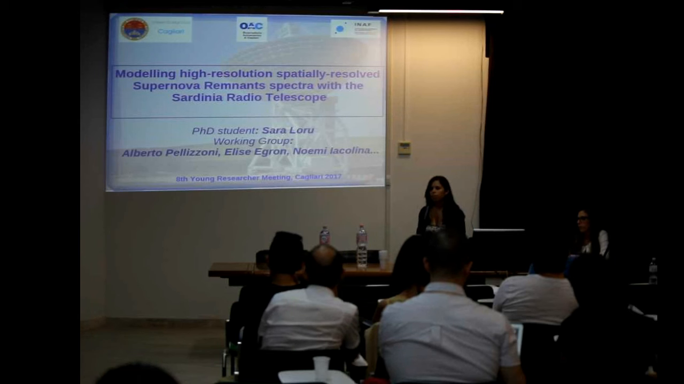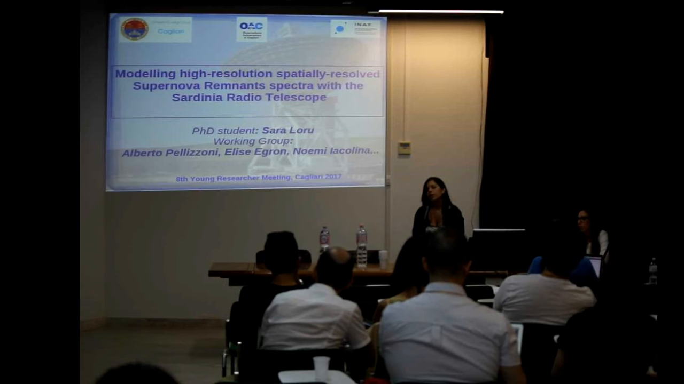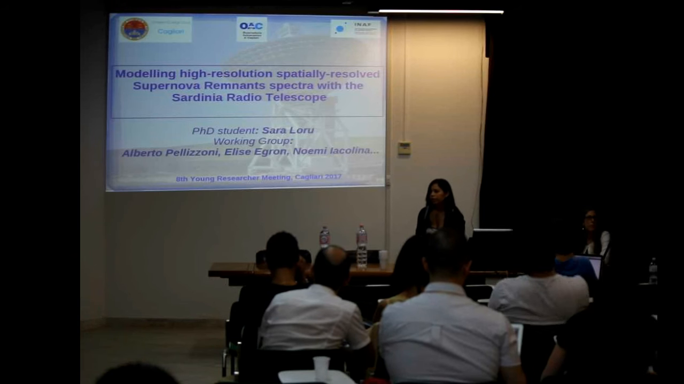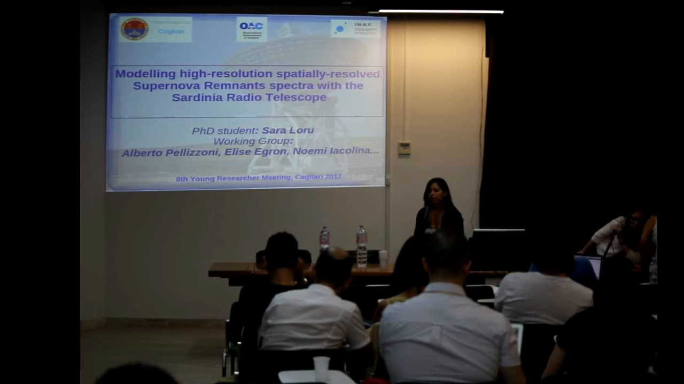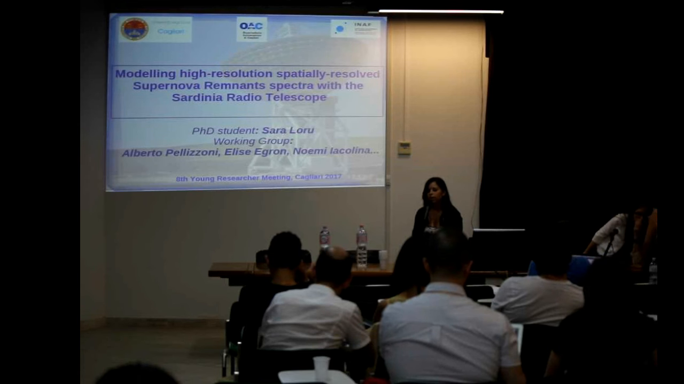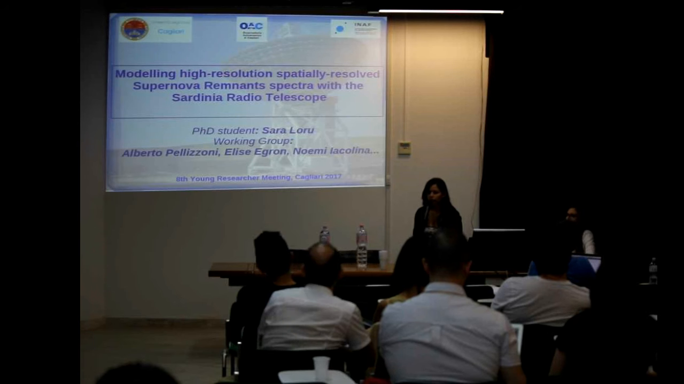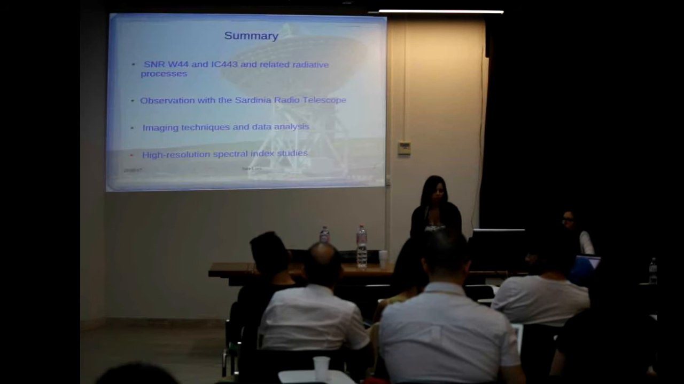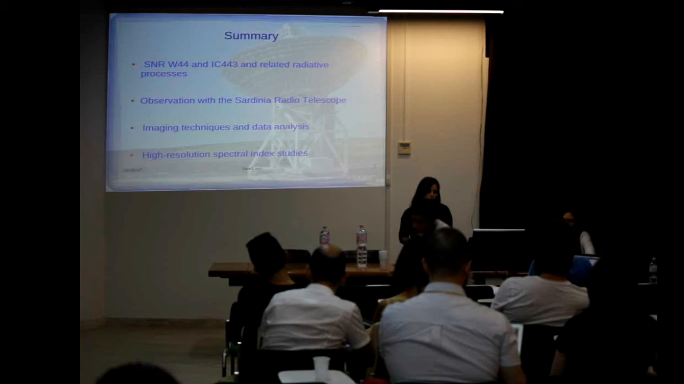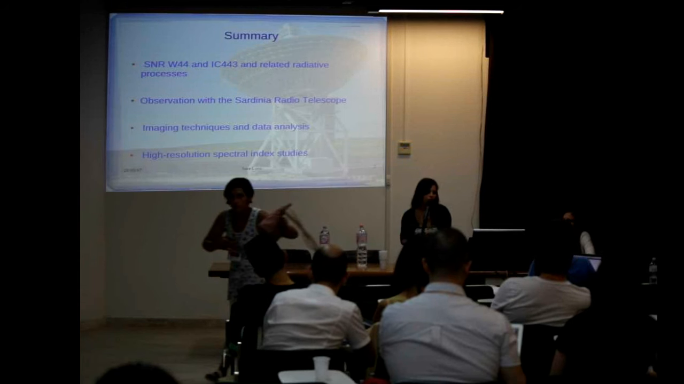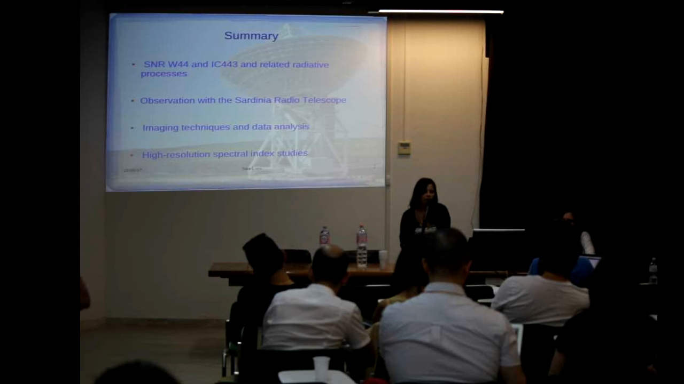Using maps of these sources at different radio frequencies, we can perform a characterization of their spatially resolved radio spectra, and this is necessary to disentangle peculiar hadron contribution in the high energy spectra, and in this way better constrain supernova remnants as cosmic rays emitters. In this presentation, I will describe the supernova remnants W44 and IC443 and the main features of their emission spectrum.